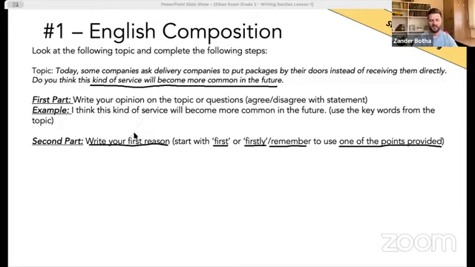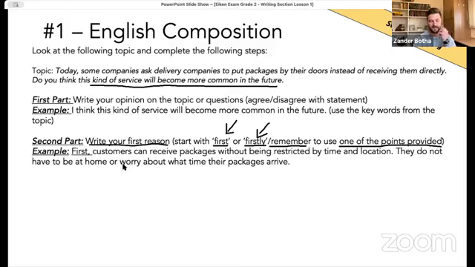Part 2 is giving your first reason and starting with first or firstly. Let's first look at an example of this. Here you can see I started with first. Customers can receive packages without being restricted by time and location. They do not have to be at home or worry about what time their packages will arrive.